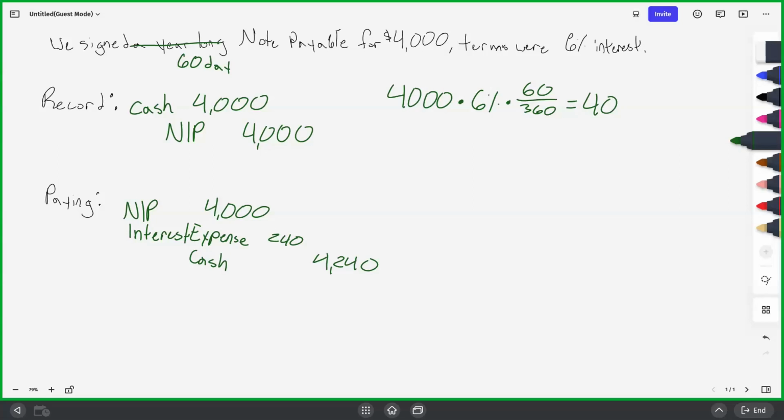Zoom on the chat says, how do we get interest expense? 4,000 times 6% equals 240.